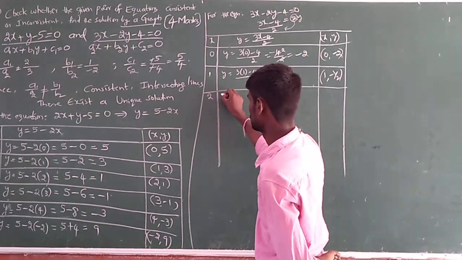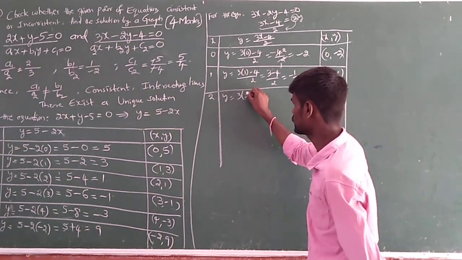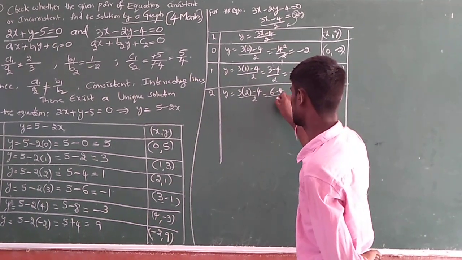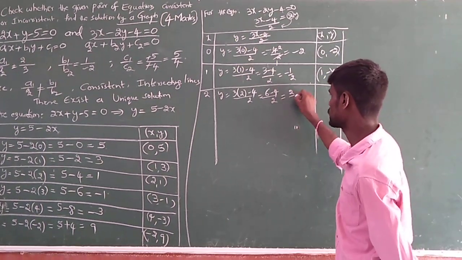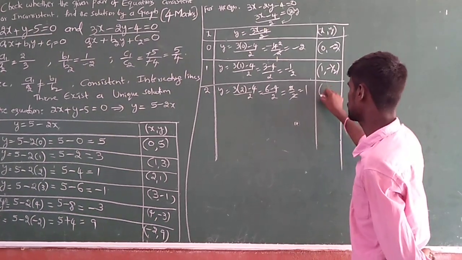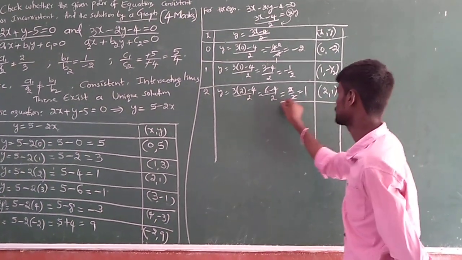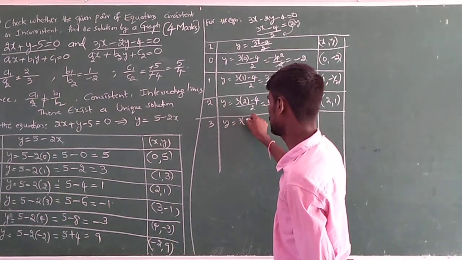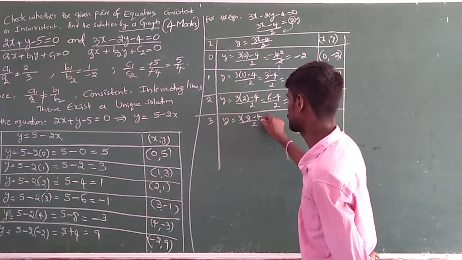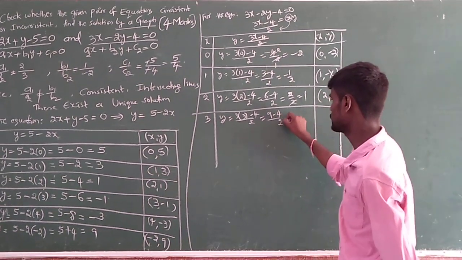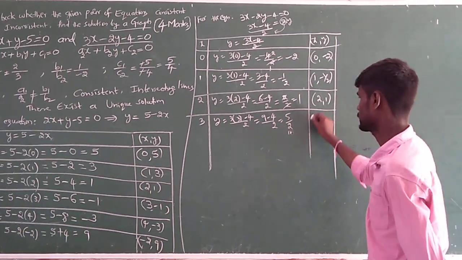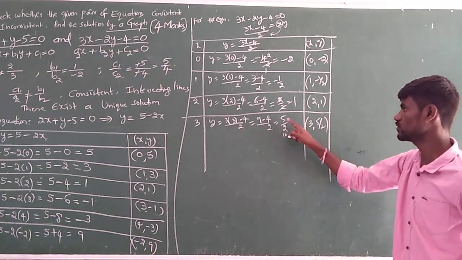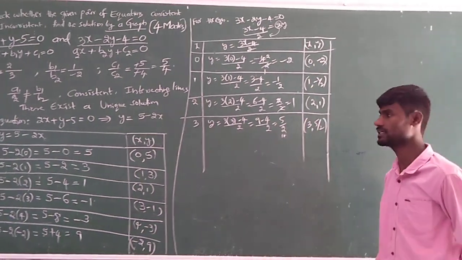Next, suppose 2. y equals (3 into 2 minus 4) by 2. 3 into 2 is 6, 6 minus 4 is 2, 2 by 2, you will get 1. So 2 comma 1. Next, suppose 3. y equals (3 of 3 minus 4) by 2. 9 minus 4 by 2, 5 by 2. So 3 comma 5 by 2.